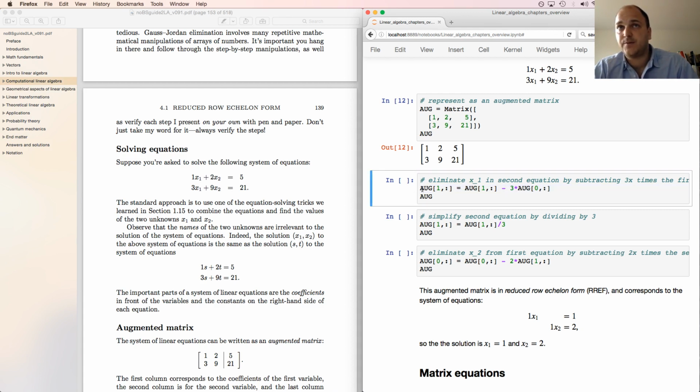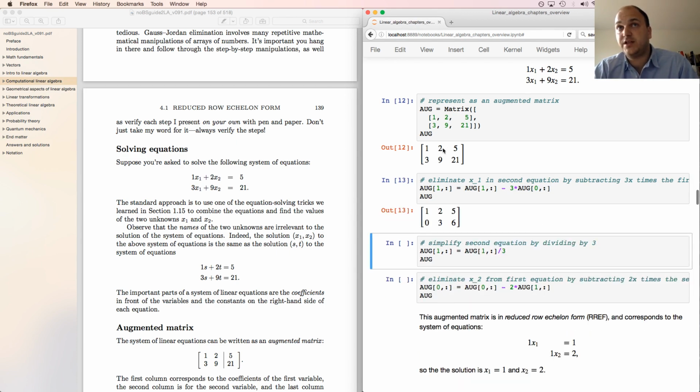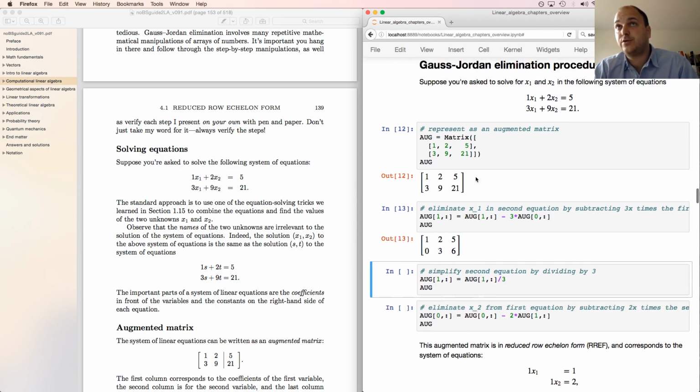It says make the second row. So this is a little weirdness in Python. We use zero-based indexing. So 1 refers actually to the second row, just so you're not weirded out by this. So this is saying make the second row equal to itself minus 3 times the first row. So indeed, that's what happens. I'm allowed to do this because I'm allowed to do this with equations. If this equation is true and this equation is true, then subtracting one from the other still gives a true system of equations. Now I want to make a 1 here.